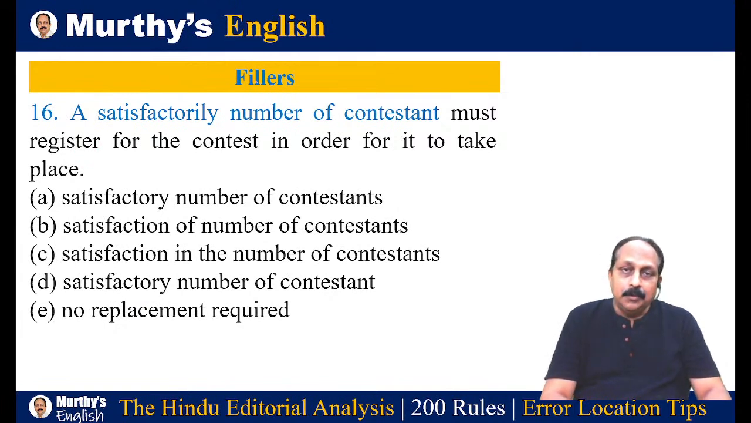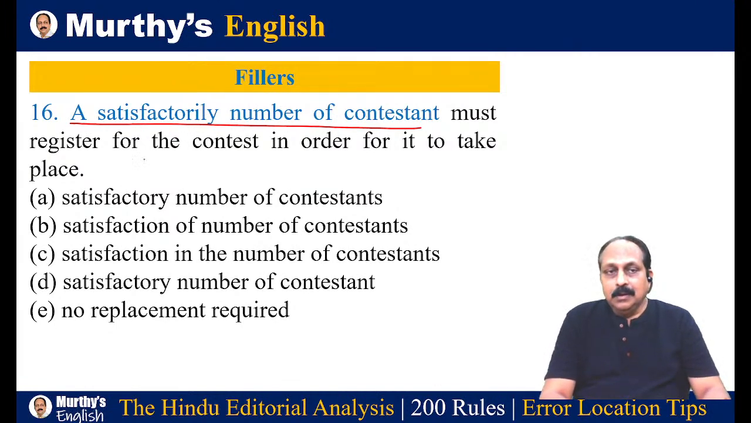Now, not fillers, these are phrase replacement. Here you see the phrase may be right, may not be right. If it is right, no replacement required. If it is not correct, one of the options. A: satisfactory number of contestant, no. Satisfactory number of contestants seems to be right. Satisfaction of number of contestants must register, no. This at the outset is not right. Satisfaction in the number of contestants, no. Satisfactory number of contestant, you cannot use a singular noun. Noun should be in the plural form. Based on that, answer is A.